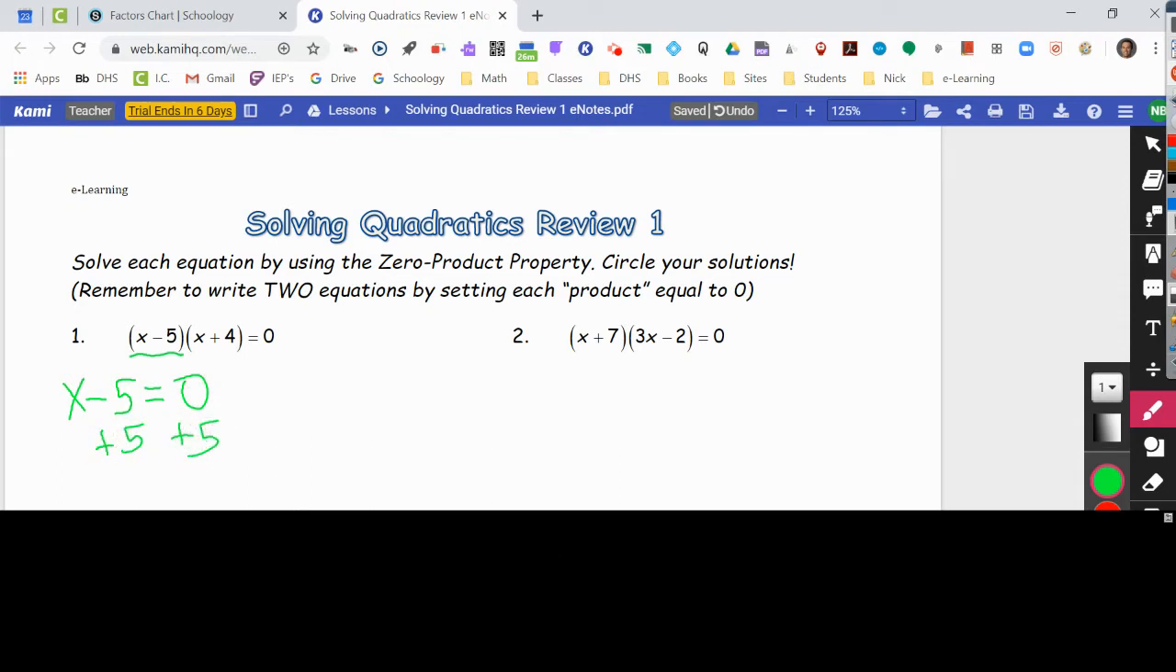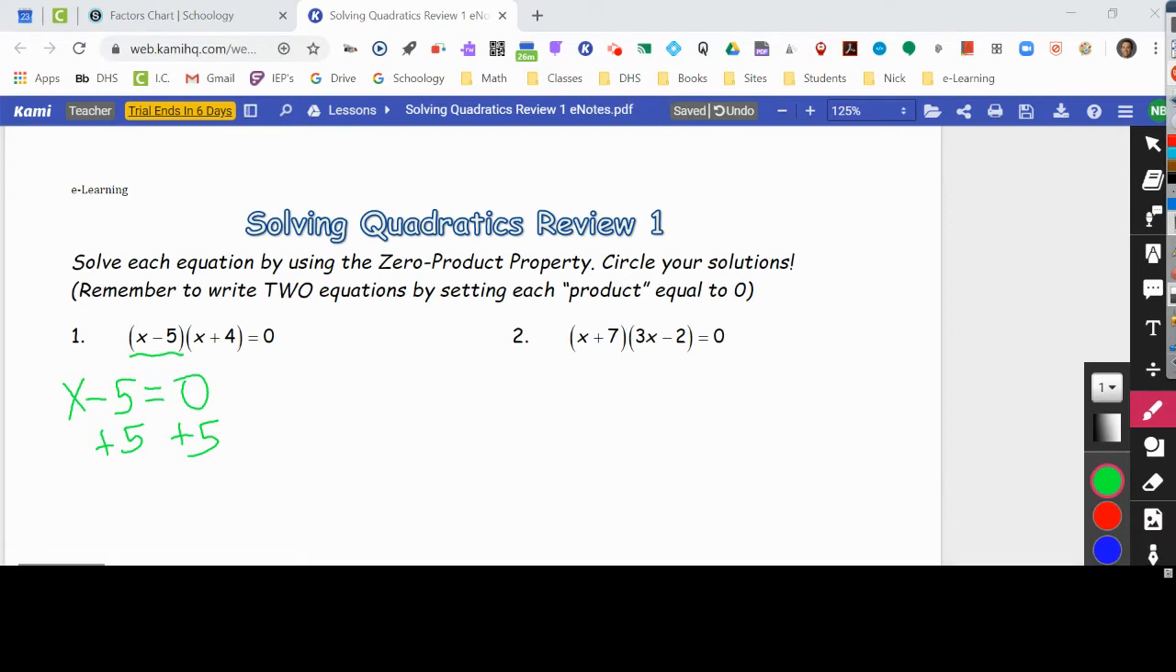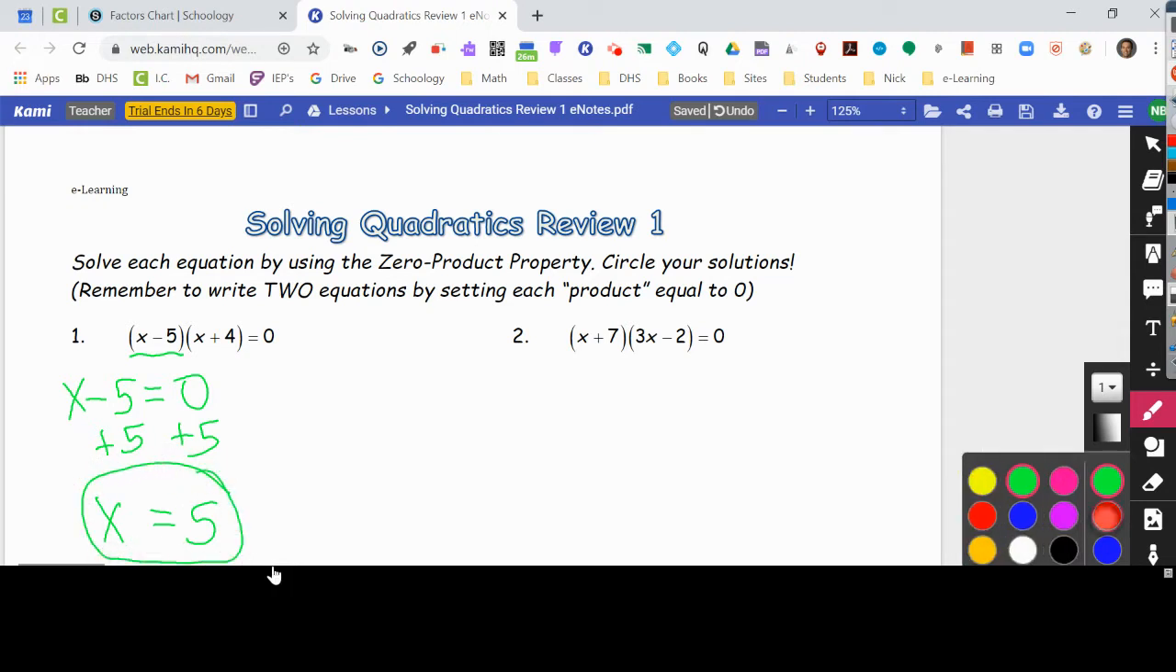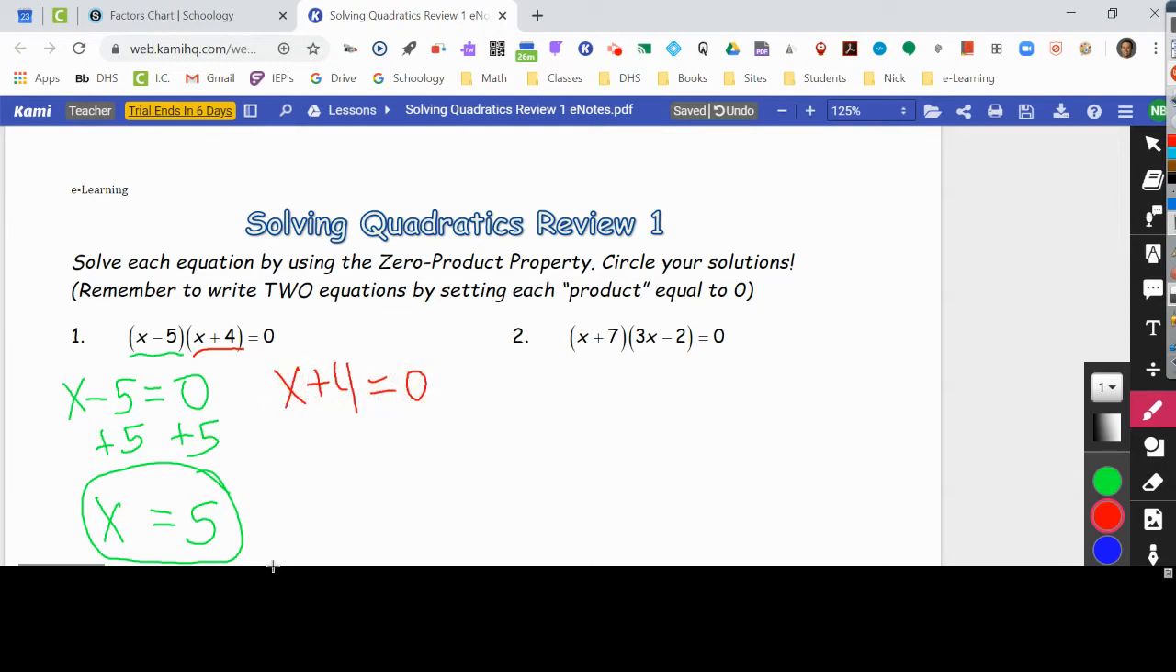All right, so I'm going to say that x minus 5 equals 0. We know that we have to add 5 to both sides, so we get x is equal to positive 5. And I'm going to circle my first solution. Then we're going to take our second product of x plus 4, set that equal to 0 as well. And then we're going to solve this equation by subtracting 4 from both sides. And we're going to say x is equal to negative 4 and circle our solution. All right, so we're taking each product and setting it equal to 0.